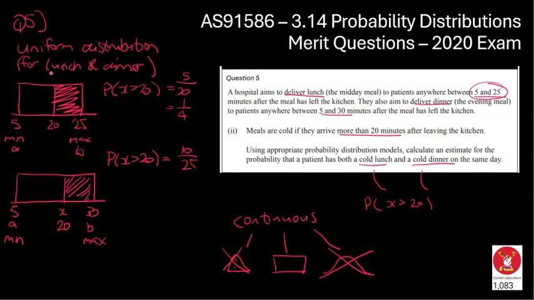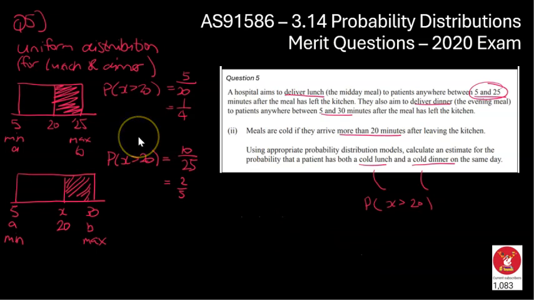So the probability that the dinner is going to be cold, or the dinner is going to be longer than 20 minutes before it leaves the kitchen, is going to be 2 out of 5. Now, I can't remember the marking schedule exactly, but if you got one of these 2 probabilities right, I'm pretty sure you got your achieved mark.